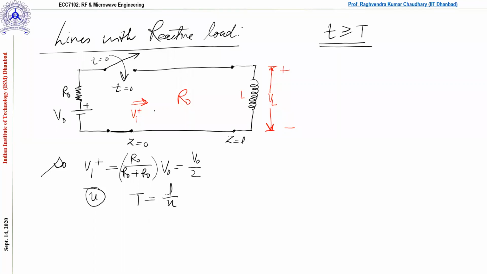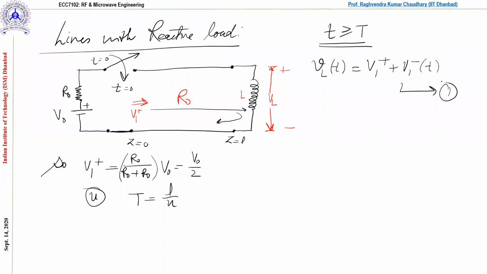This V1 plus will go up to here, then it will bounce back. Because this is a reactive element, the reflected wave will be a function of time. If I ask you to find the voltage at t greater than or equal to T, at this moment the wave will be on the inductor and it just starts to reflect. So if I ask you to write VL as a function of t, immediately we can write V1 plus V1 minus as a function of time. Let's say this is equation number 1.